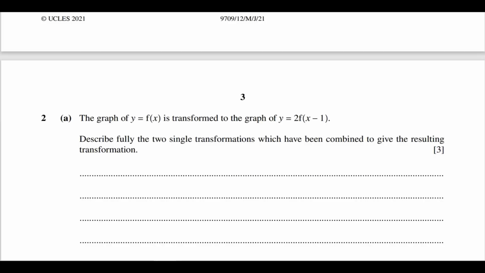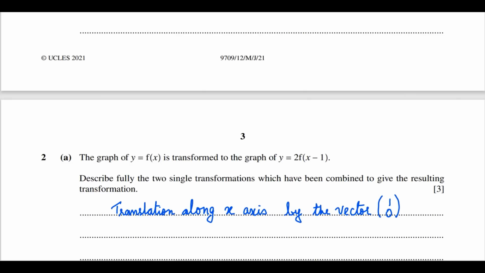So y is equal to 2 multiplied by f of (x minus 1). So first, whatever is inside the bracket, we have to do that transformation. So it is x minus 1. That means translation along the x-axis by 1 unit. Okay, and the vector is (1, 0). So this is the first transformation. Next, it is 2 multiplied by f of (x minus 1). So that is nothing but a stretching along the y-axis with the factor 2.